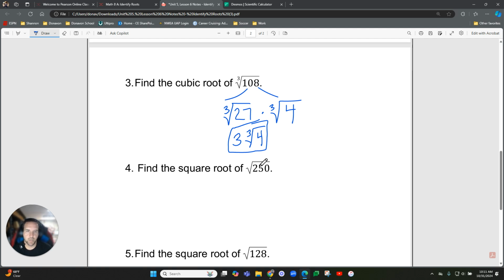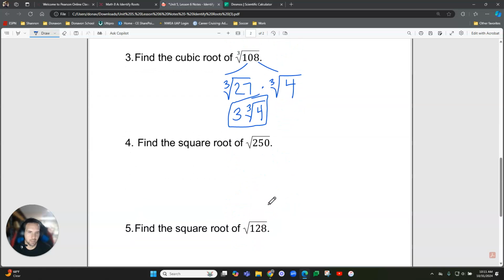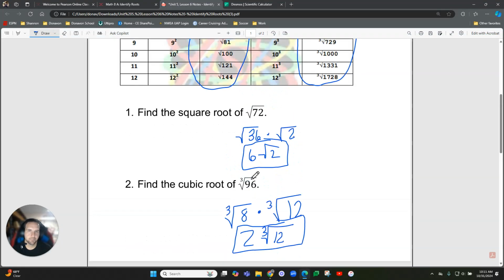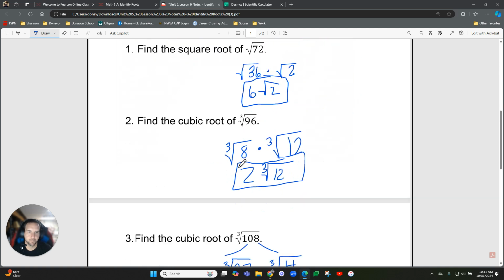All right, find the square root of 250. Again, we're just simplifying. When we say find the square root, we're simplifying it. So if we look up here, we're trying to find the largest factor of 250 that's a perfect square. So remember, we're only looking at squares now. We're not looking at the cubes because this is a square root. So I know for sure 25 is a factor. 36 is not, 49 is not, 64 is not. Okay, so it's got to be 25.